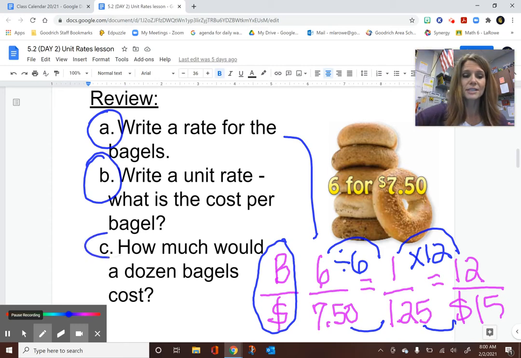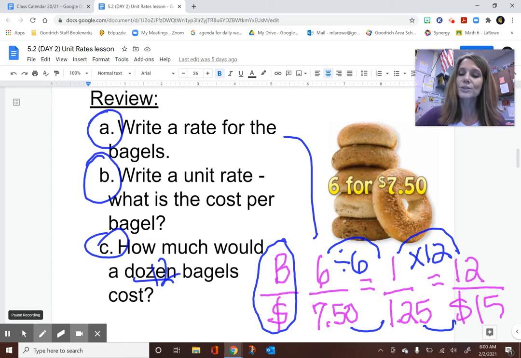Then the next question is, how much would a dozen cost? And since a dozen represents 12, I need to grow my one bagel to be 12, which is a multiply by 12. This is an equivalent rate. And we find that if I multiply the cost of $1.25 by 12, I would buy 12 bagels for $15. So those are all of the skills that we're working on today.